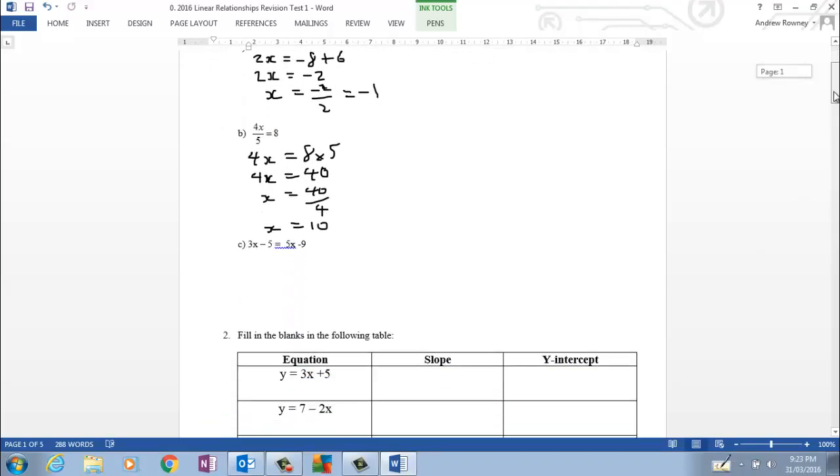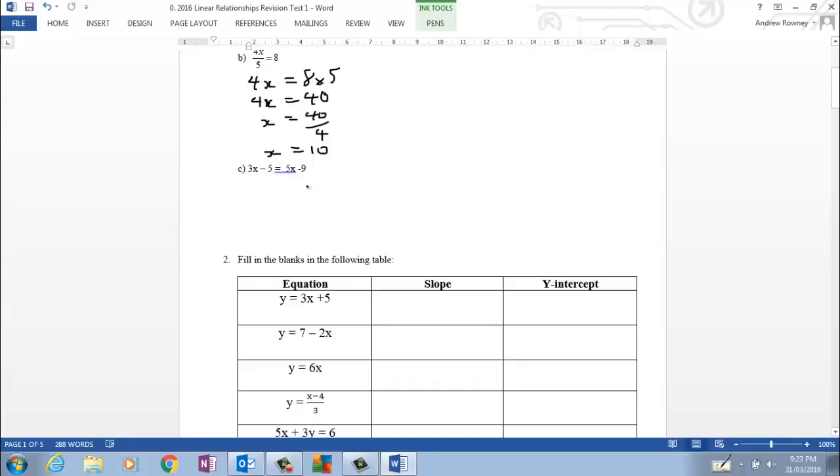Next one is 3x take 5 equals 5x take 9. We've got x appearing on both sides of the equation. We need to get it on the one side. We'll take 3x over to the right hand side. So if we took 5x to the left, we'd end up with a negative 2x. But if we take 3x over the other side, we end up with a positive 2x. So 5x, we're going to subtract 3x, because the opposite of plus 3x is minus 3x. On the left hand side, the opposite of take 9 is plus 9.